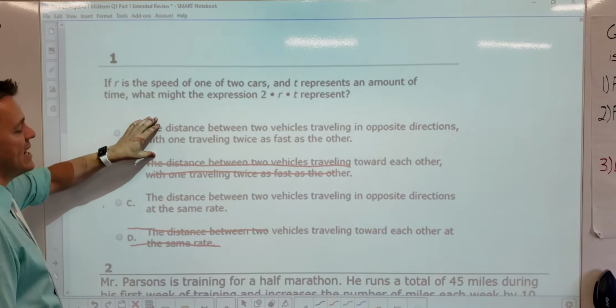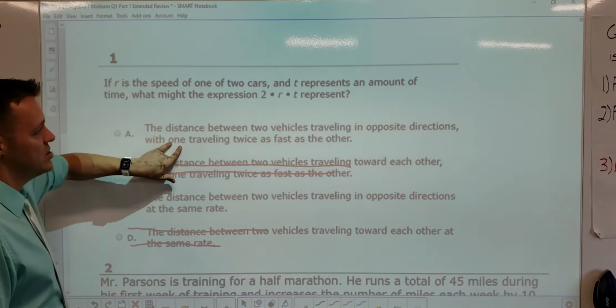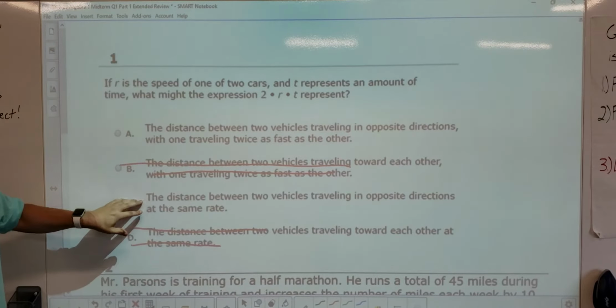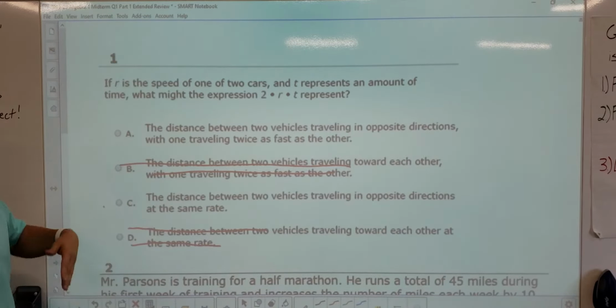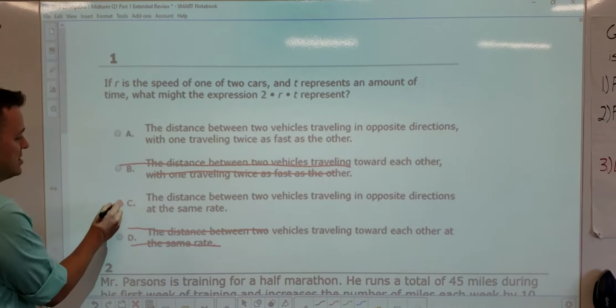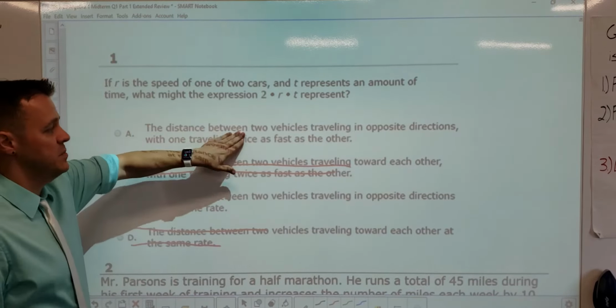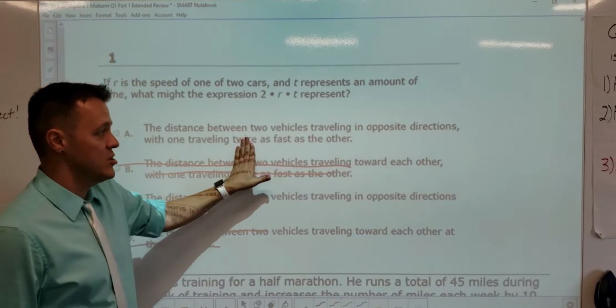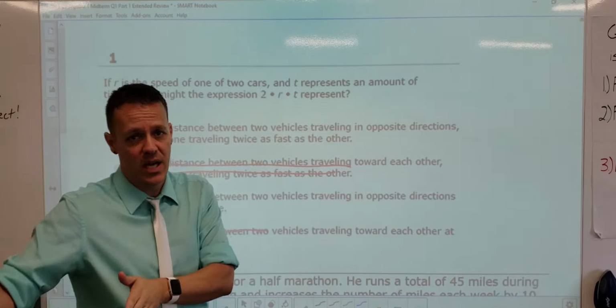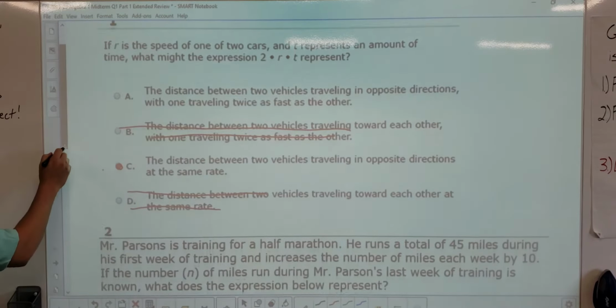So what you have to do is ask yourself, is it the first equation right here where they're traveling twice as fast as one another, or is it a distance between two vehicles in opposite directions at the same rate? Well, the answer, ladies and gentlemen, is C, because this is only one equation when this would be 2. Where you have one traveling twice as fast as the other, it would be RT plus 2 times RT. Okay, so understand that one.